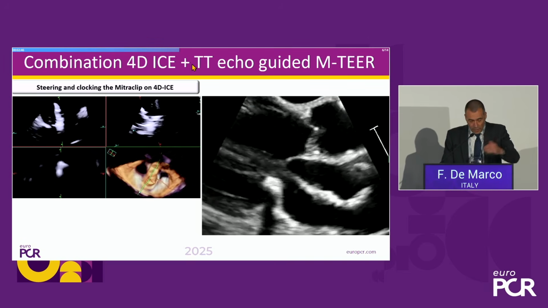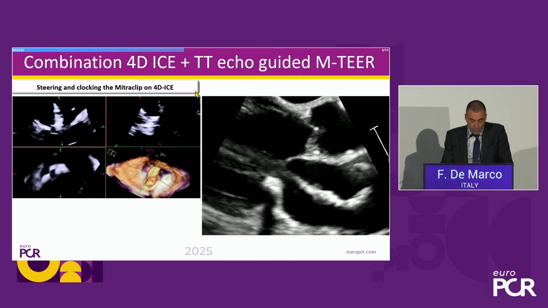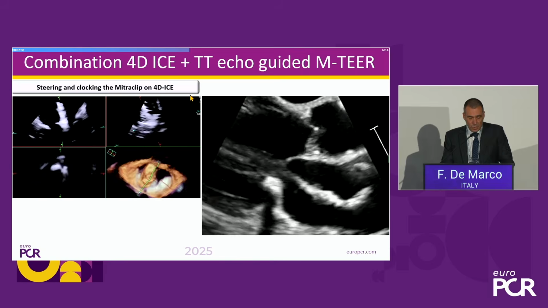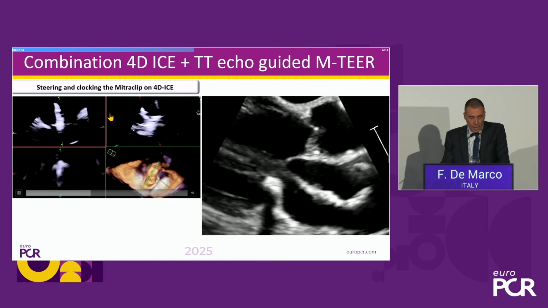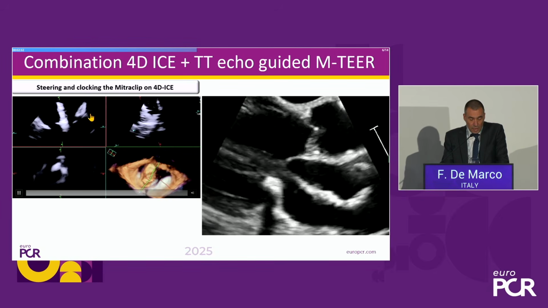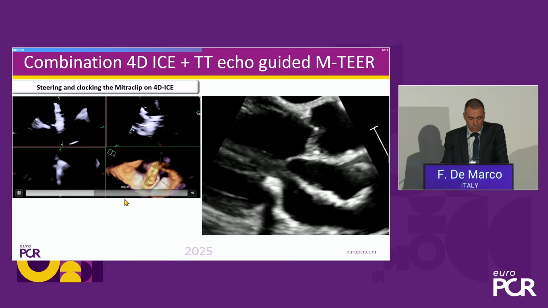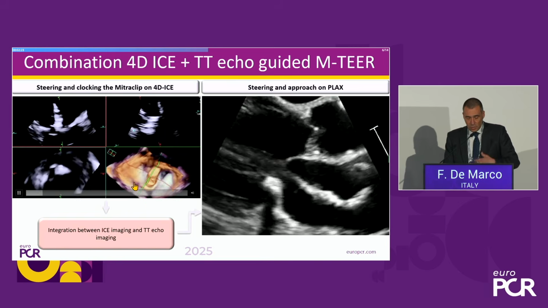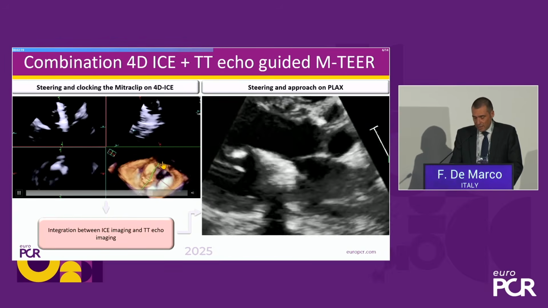Then we advanced our ICE catheter into the left atrium through the same transeptal catheterization after dilating it with the mitral clip sheath, and this is the kind of images that we are able to obtain. We steer and clock the MitraClip on the ICE. We decide the right clocking, and again in this case there is an integration between transthoracic and transesophageal.